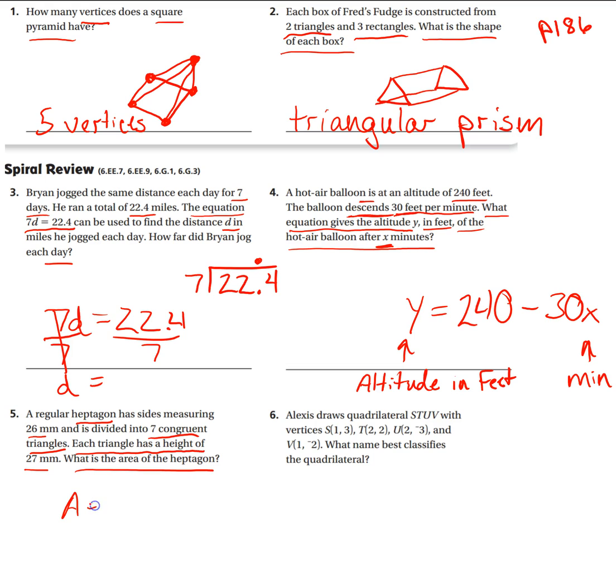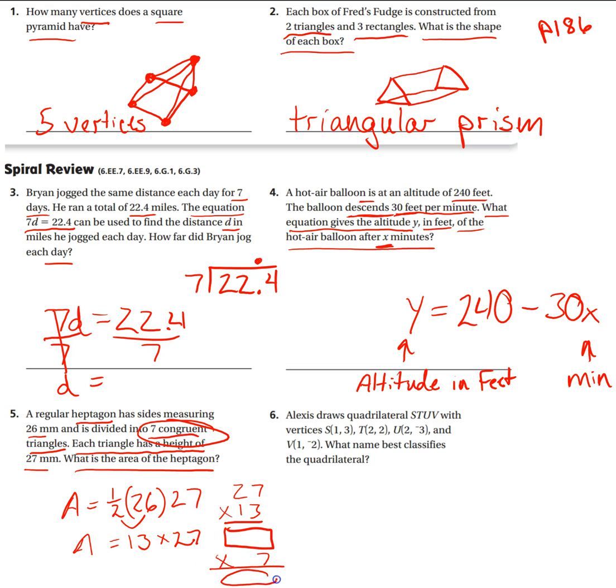So, let's see, area of a triangle is 1/2 the base. Okay, regular heptagon, so all the bases are the same. Half of 26 times the height, 27. Half of 26 is 13, and then 13 times 27. So you're going to get this answer by doing 27 times 13. And then once you get this answer, there are 7 of these. So you have to take that answer, multiply it by 7, and that will give you your final answer.